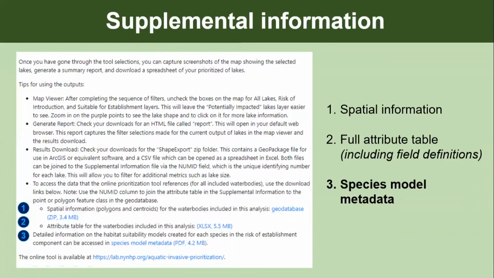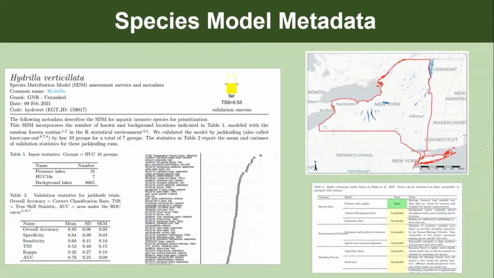And then the last thing linked on that main web page is the species model metadata. This gives you more detailed information on the modeling for each of those, I think it's 8 different proxy species. So these are models.